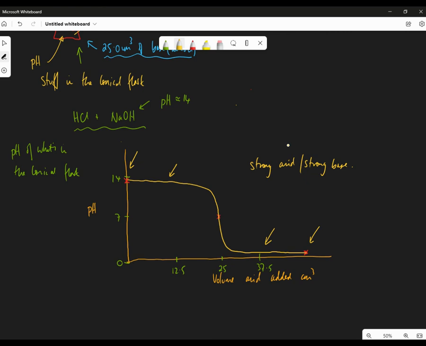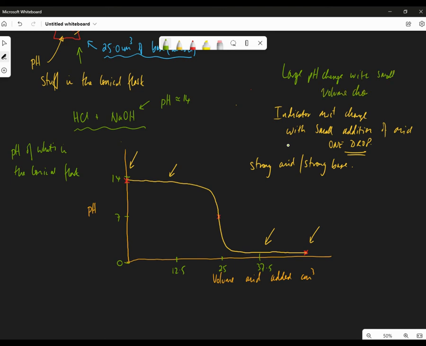Now, where do you want to use the indicator? Well, the indicator must change with a small addition. Okay, so you want a small addition of acid. Basically you want 1 drop to change the color. So what do you want then? You want a large pH change with a small volume change. Okay, that's what you want.